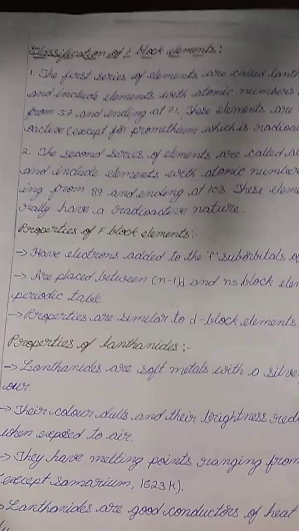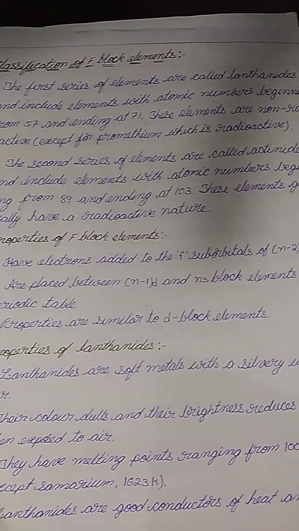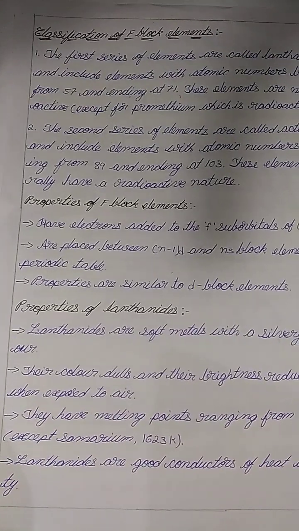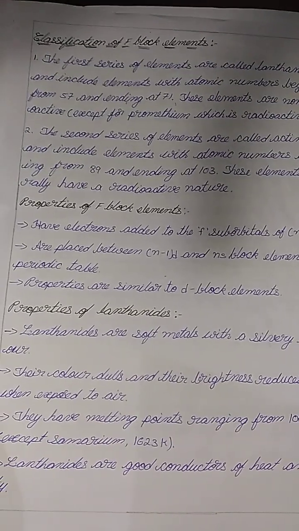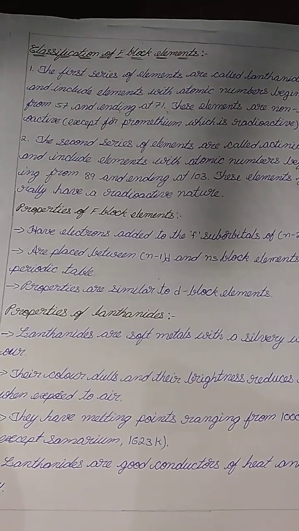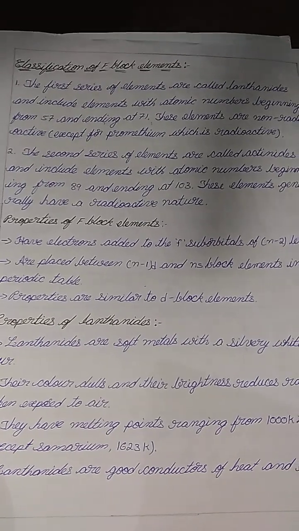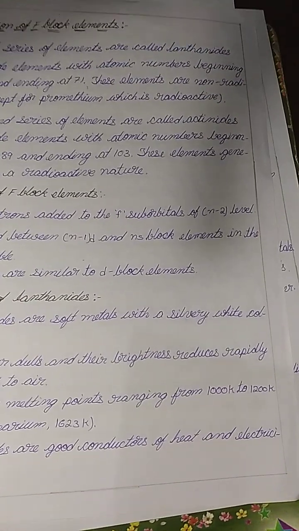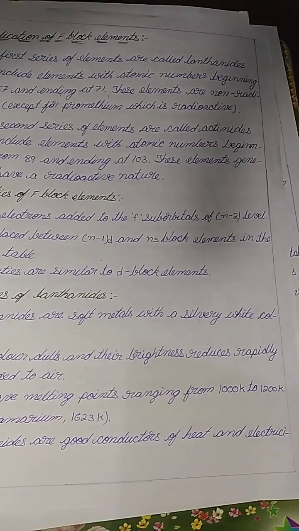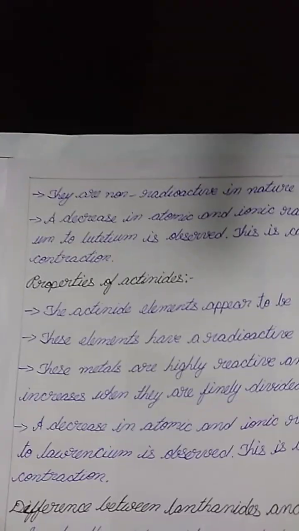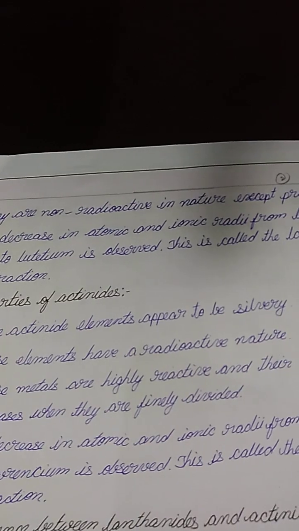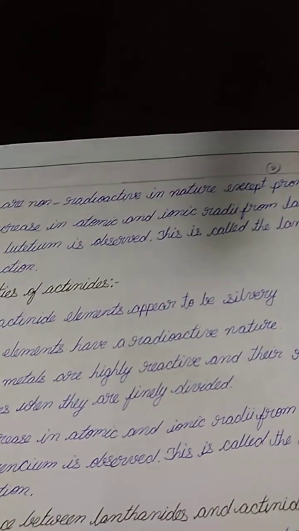Properties of lanthanides. The lanthanides are soft metals with a silvery color. The color and brightness fade on repeated exposure to air. They have high melting points, ranging from 1000 to 1200 degrees. Lanthanides are good conductors of heat and electricity. They are normally not radioactive in nature, except promethium.